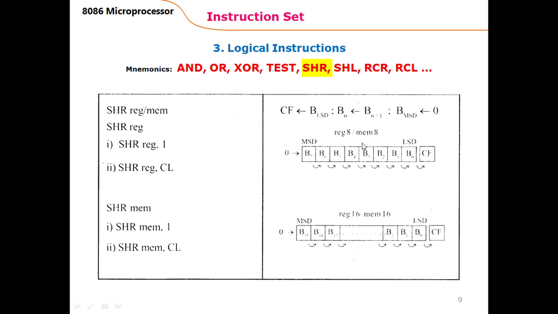This is when the shift right instruction is used with an 8-bit register or 8-bit memory location, but in case of 16-bit, the same operation in the same style happens, but only the number of bits is larger. So the same least significant digit is moved to the carry flag, and the most significant digit is replaced with a 0, and every left bit is moved to the right side.